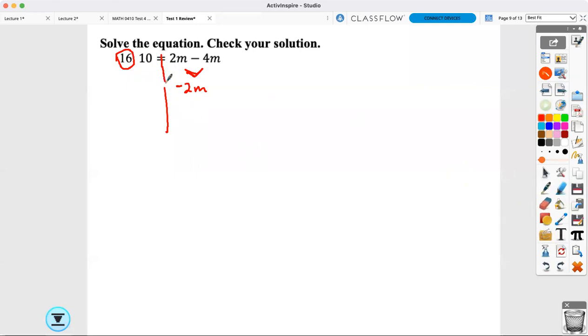So now remember what's happening with the negative 2m, they're being multiplied, right? Because they're next to each other. The opposite of multiplication is division. We're going to divide both sides by negative 2. So then we get negative 5 equals m. But I don't like this order, so I'm going to flip it over. And we're done.